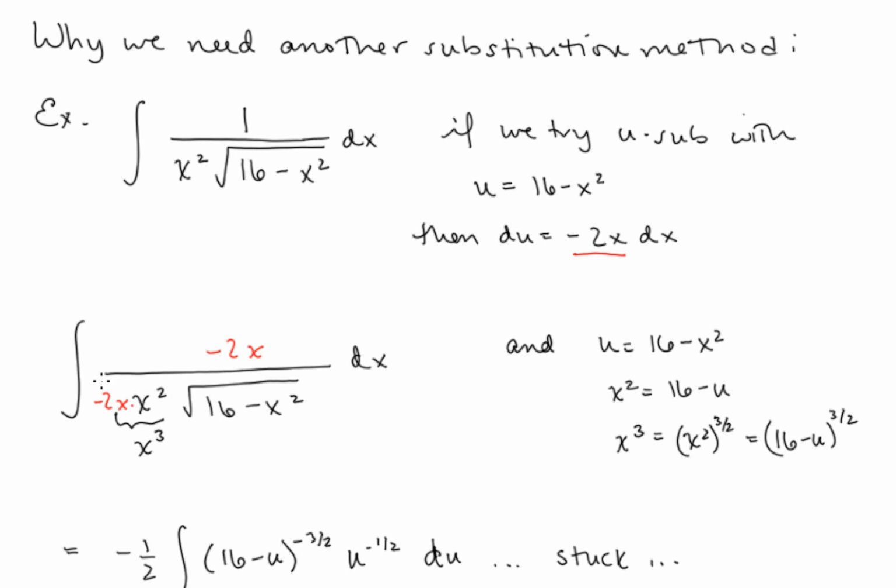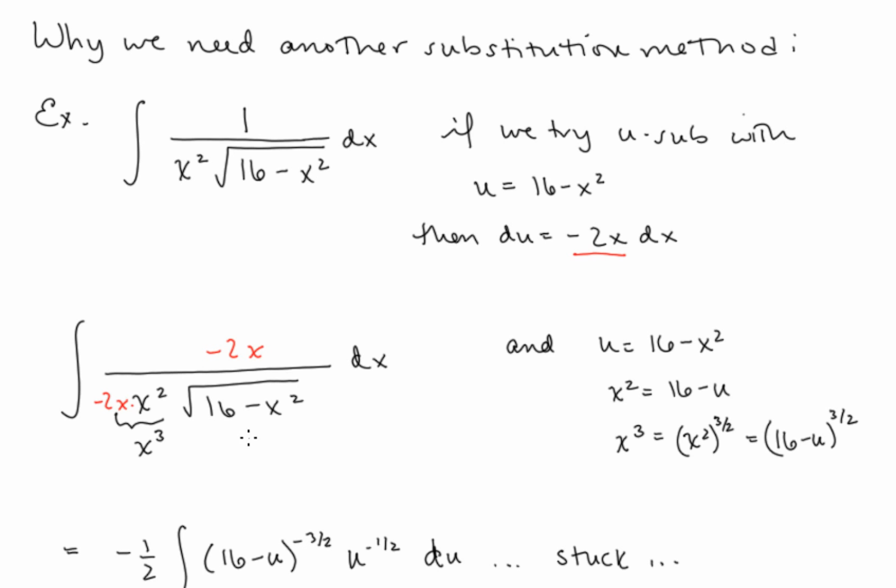Now keep in mind that because we have an x in here, it needs to stay inside the integral. The negative 2 can come out of the denominator as a negative 1/2, but this x needs to stay inside the integral. And simplifying here, we have x to the third in the denominator, and so we need to figure out what x to the third would be in terms of u. So if u is equal to 16 minus x squared, then x squared is equal to 16 minus u, and so x to the third power would be x squared to the 3/2 power, which would be 16 minus u to the 3/2 power. So that's in our denominator, which means that we would really have 16 minus u to the negative 3/2 power there.